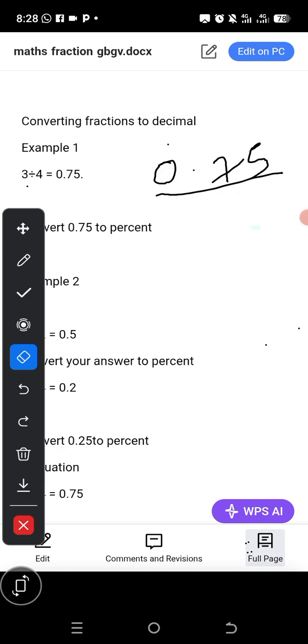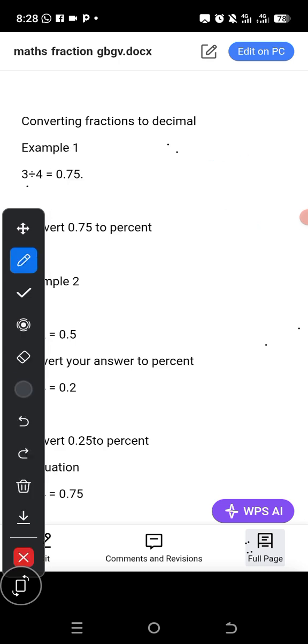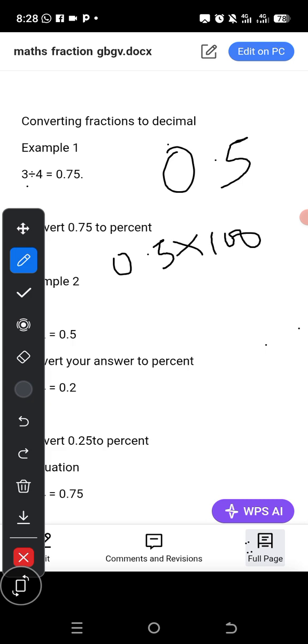So the next one is 0.5. Convert 0.5 to percentage. You also do the same thing. Say 0.5 multiplied by 100. When you multiply 0.5 by 100, it's going to give you 50%. You have your 50% as your percentage.